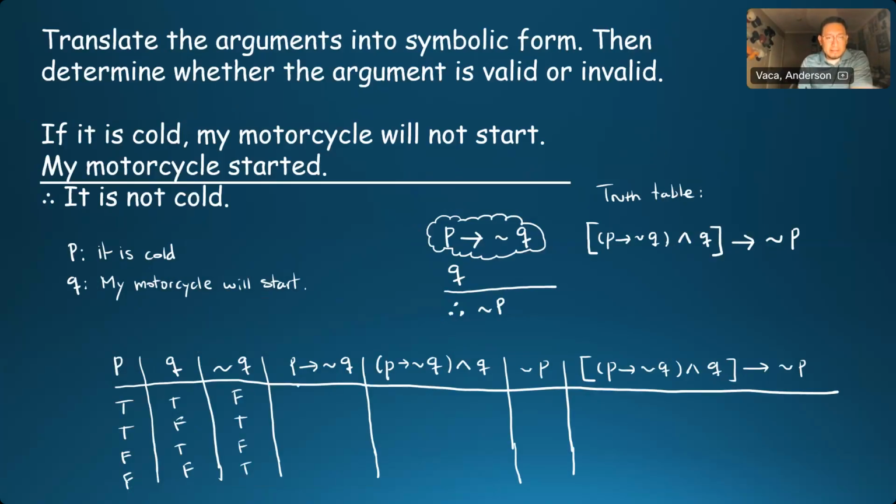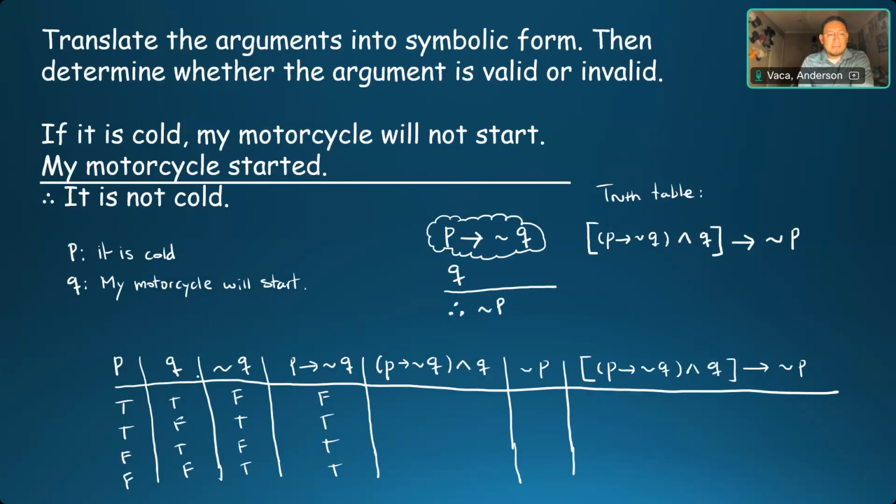We need to write the conditional if P, then not Q. Okay, so if true, then false, that will be false. If true, then true, that will be true. If false, then false, that will be true. If false, then true, that will be true. That was the first premise.